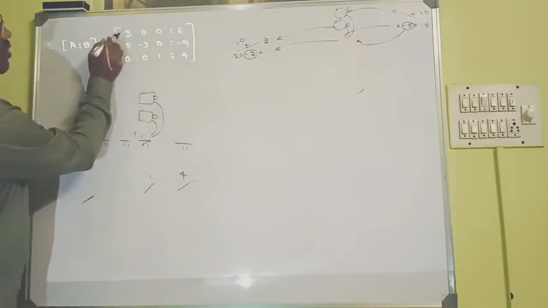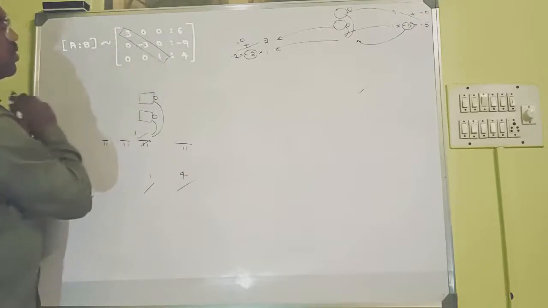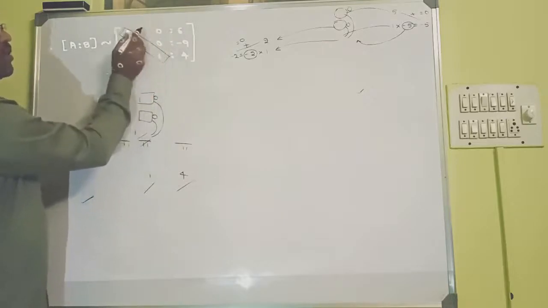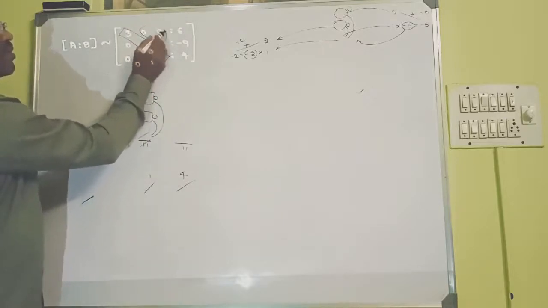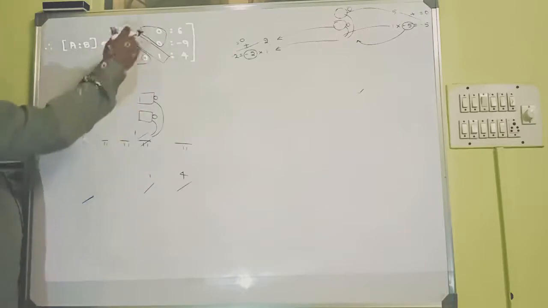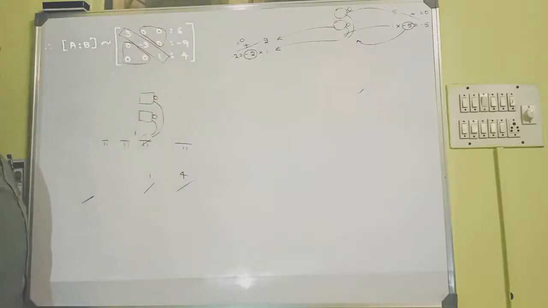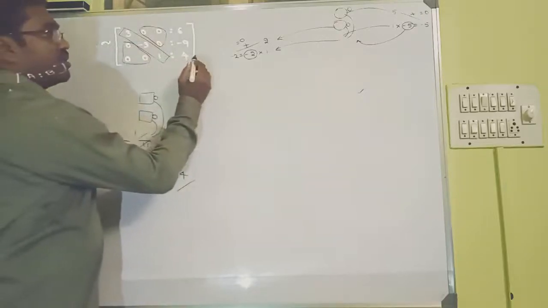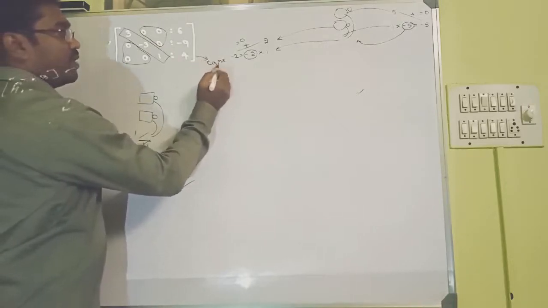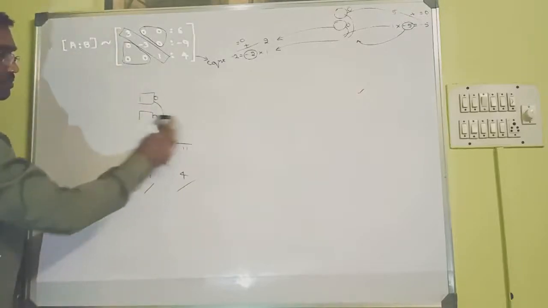See, as we were looking for, below and above the principal diagonal, all the elements we made 0. Lower triangular and upper triangular elements we made zeros. Now we convert this matrix in terms of equations. Let us convert.